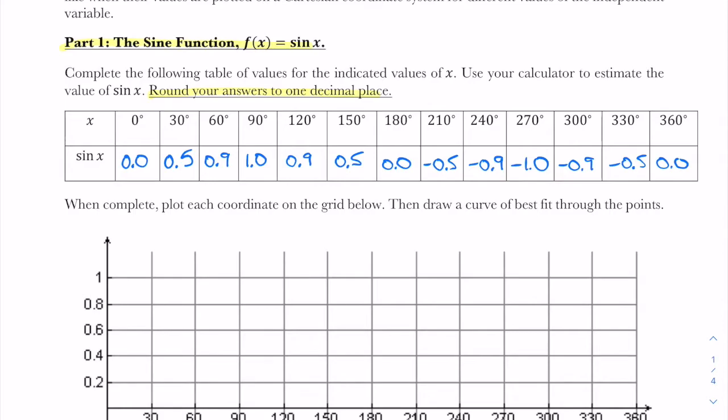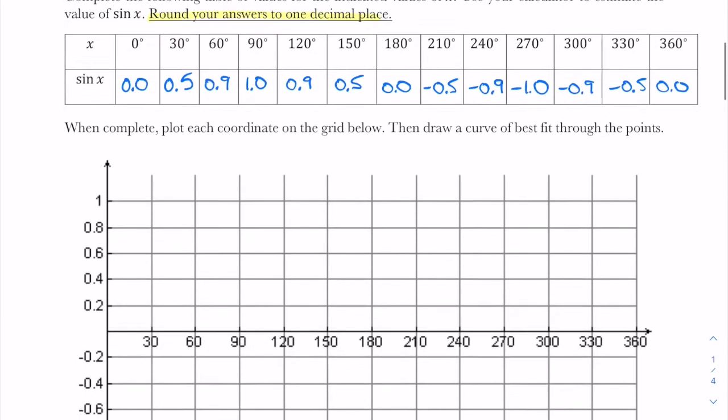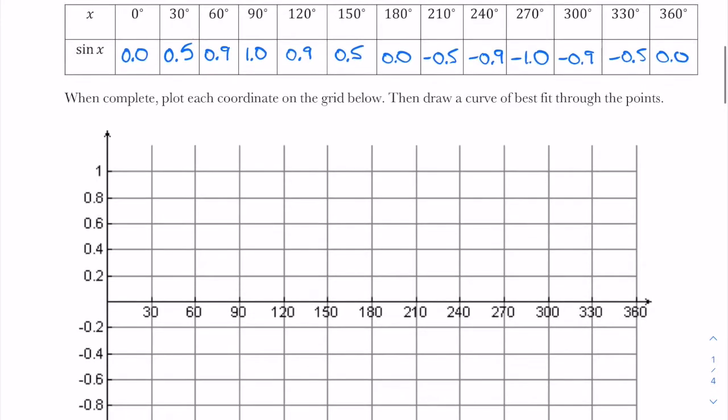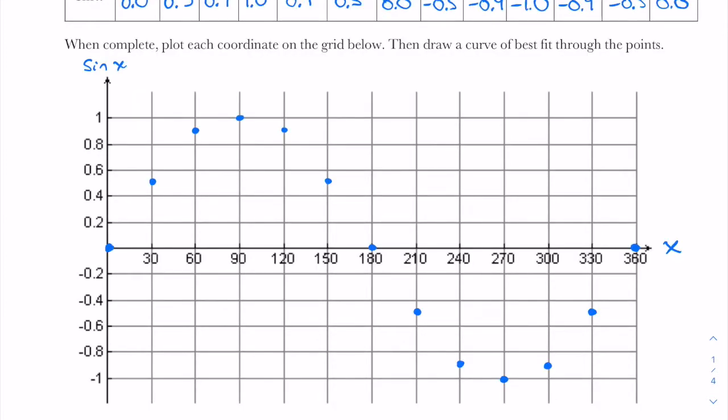And now let's see what this graph actually looks like. So on the grid below, please plot the following points. You'll plot the x values on the horizontal axis, and on the y-axis you'll plot the values of sine x. Once again, this would be a good time to pause the video, and when you're ready, click play to resume. Okay, and hopefully your points look like this. And what I'll do now is draw a curve of best fit through all the points. So this is what our sine function looks like.